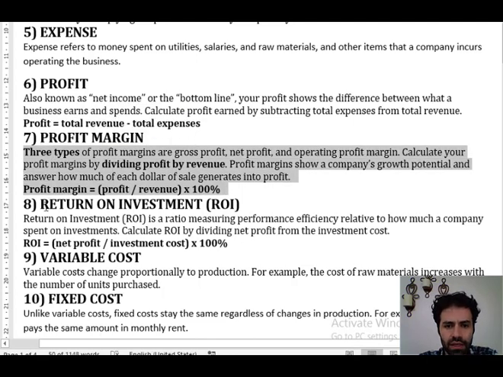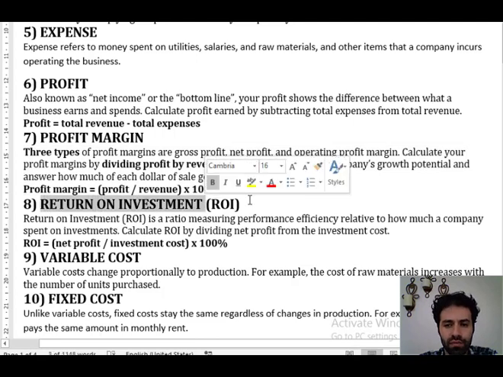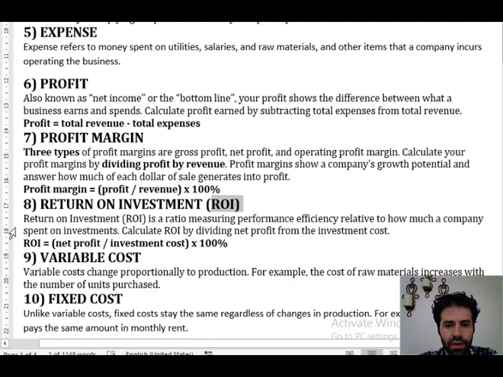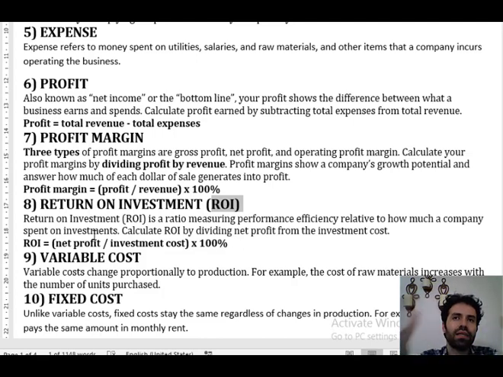Let's go to the next item, which is important, which is ROI or return on investment. ROI, return on investment, is a ratio measuring the performance efficiency relative to how much a company spent on investment. In other words, return on investment is the duration of the time that a company will get back its money. Which money? The money that was invested at the beginning of that business.